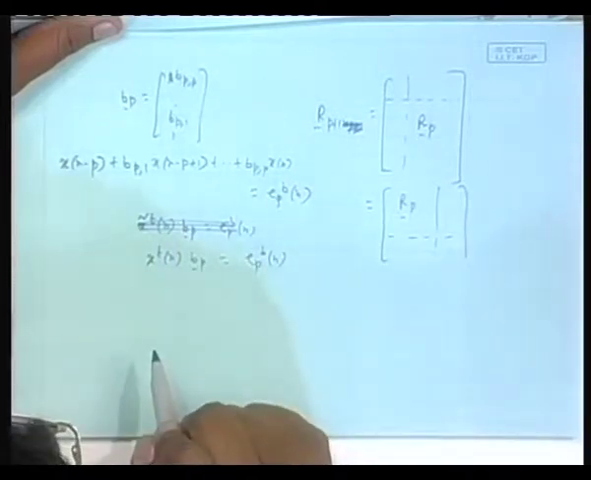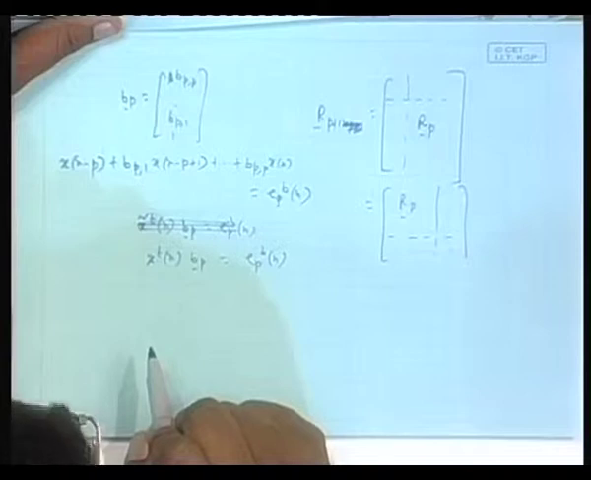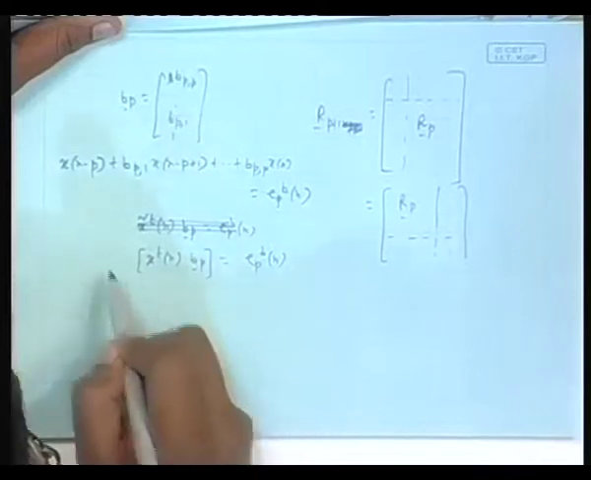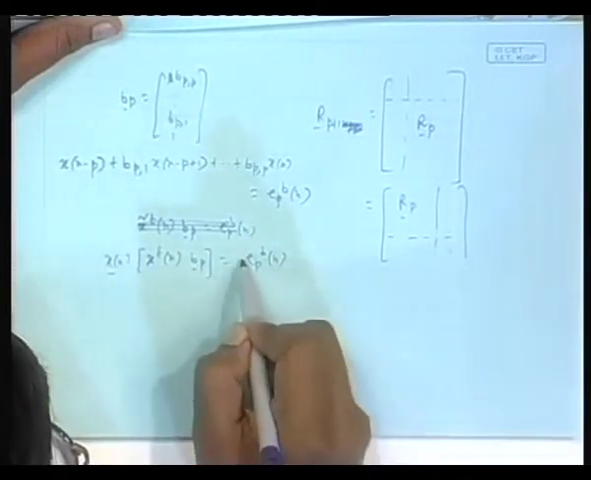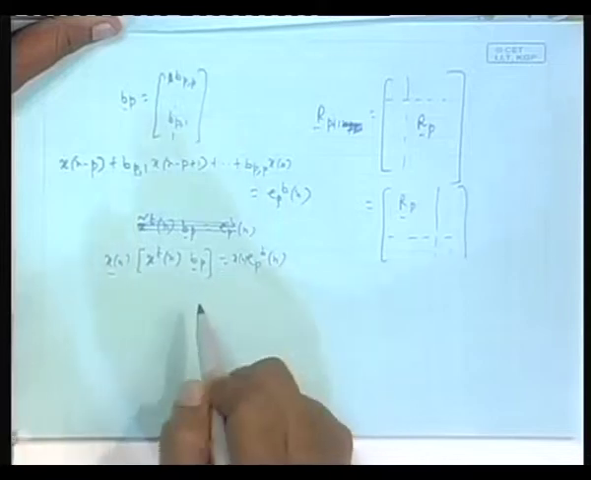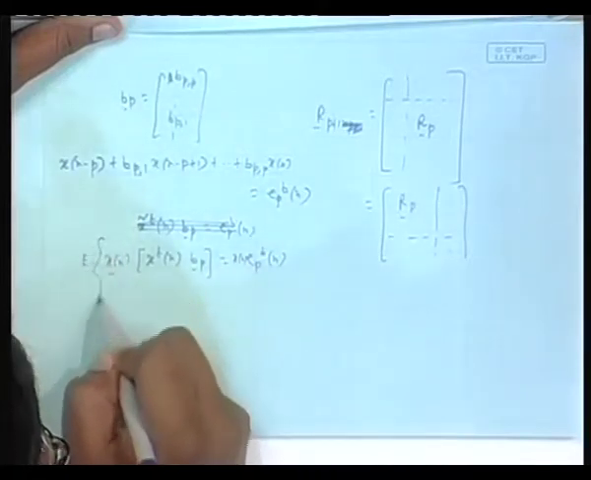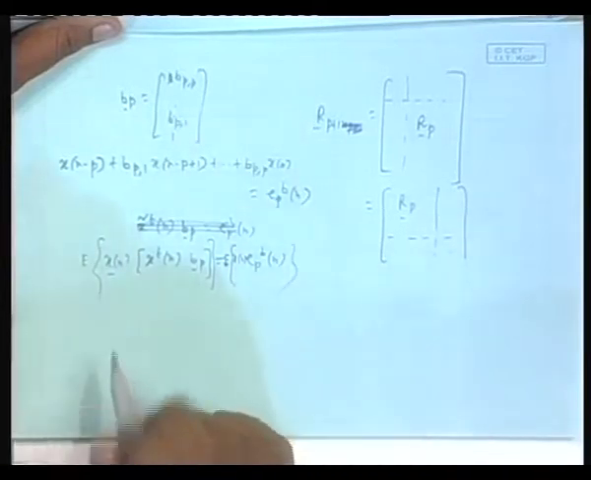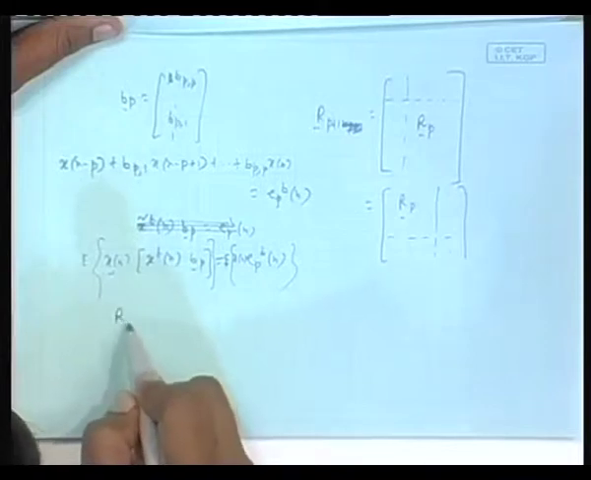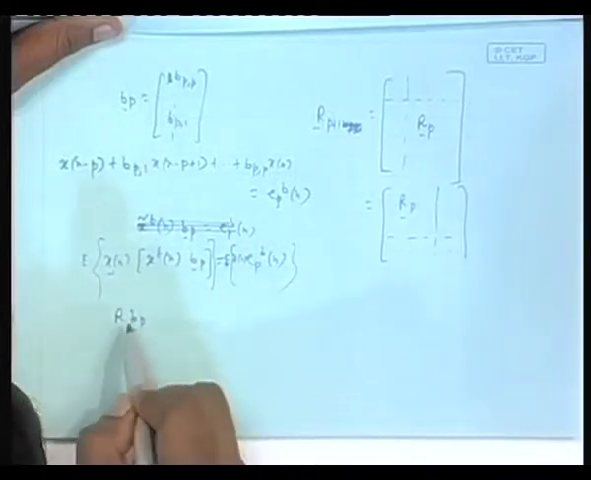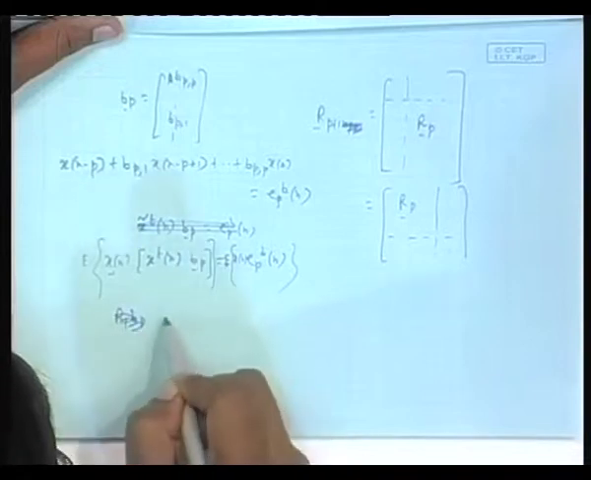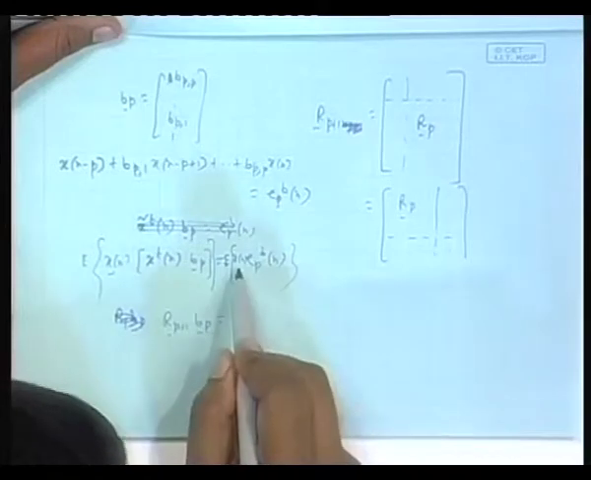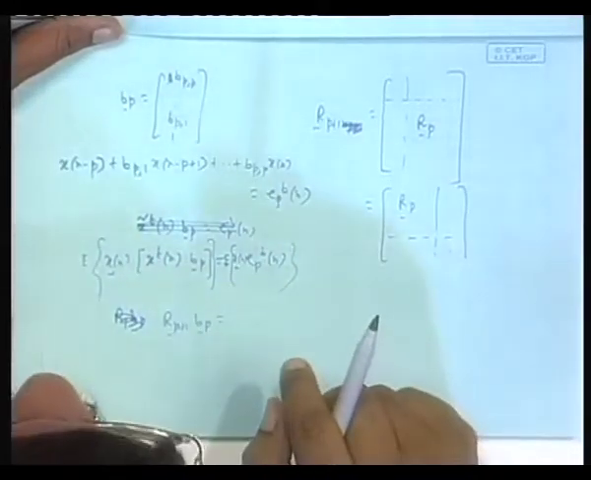Okay. And then I take this xn, I multiply, so here also I multiply xn, and take expected value. Here also you take expected value. So xn into x transpose gives R, of size p plus 1 again, into BP. Now this vector EPBN is what?